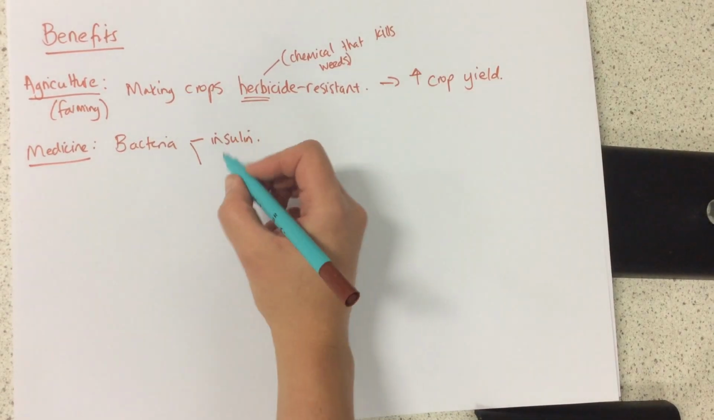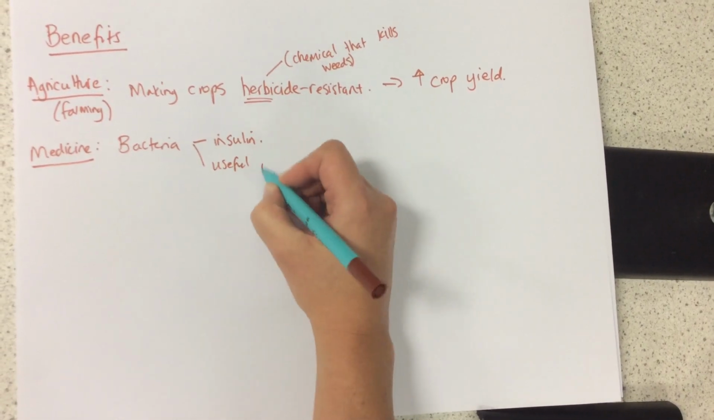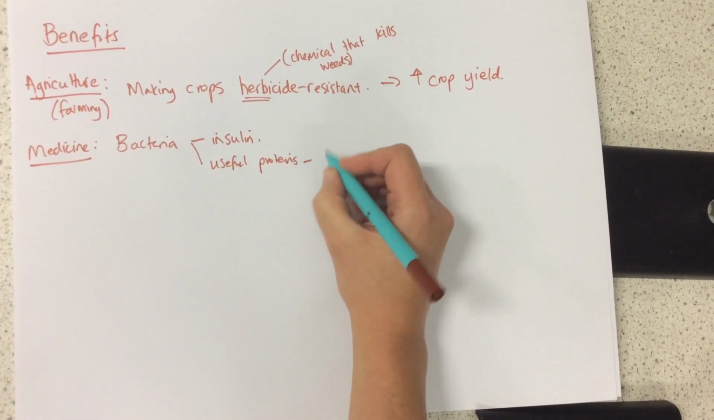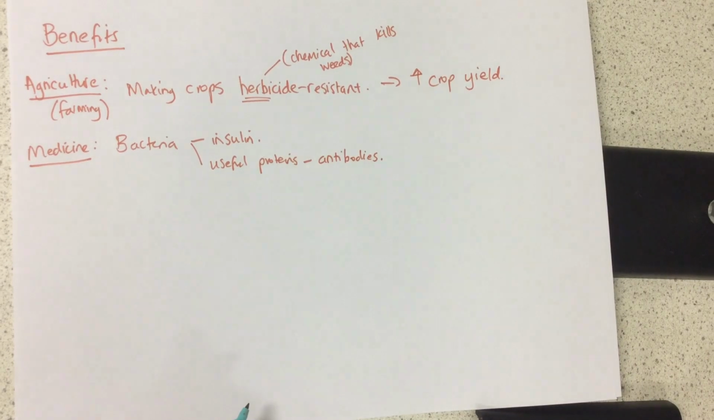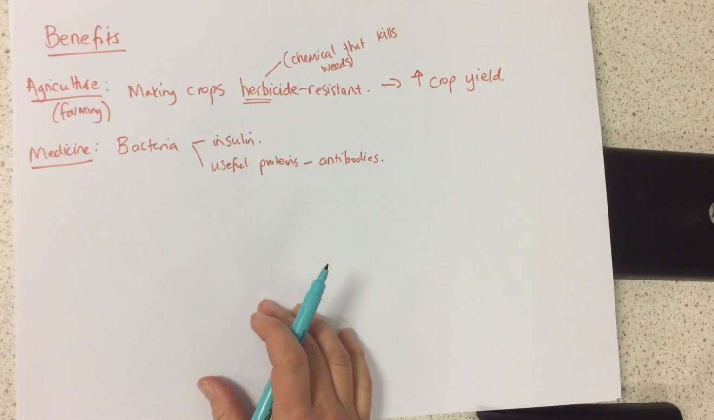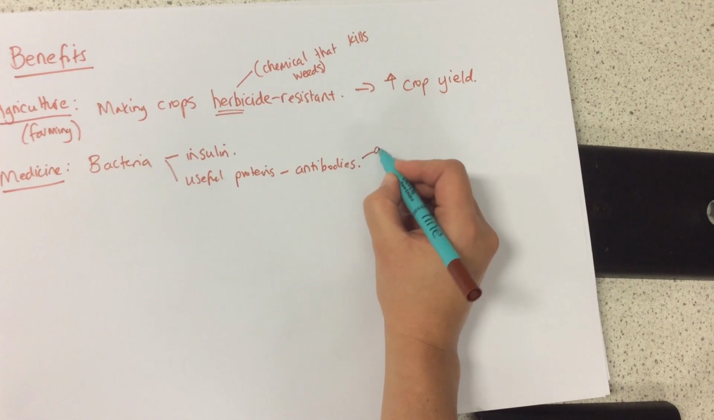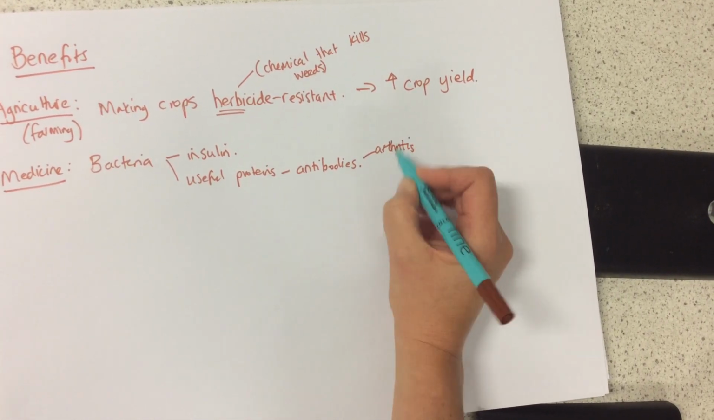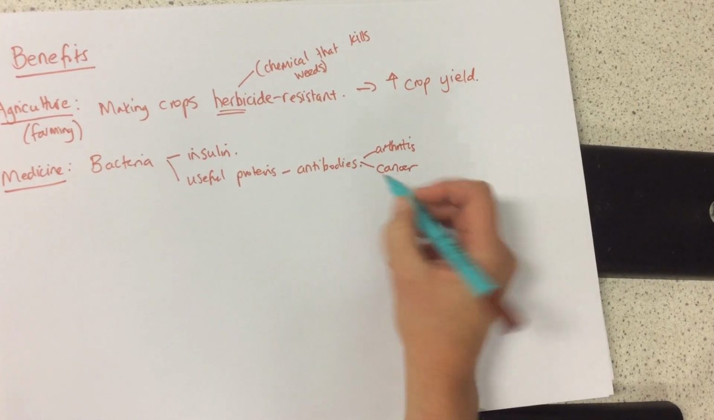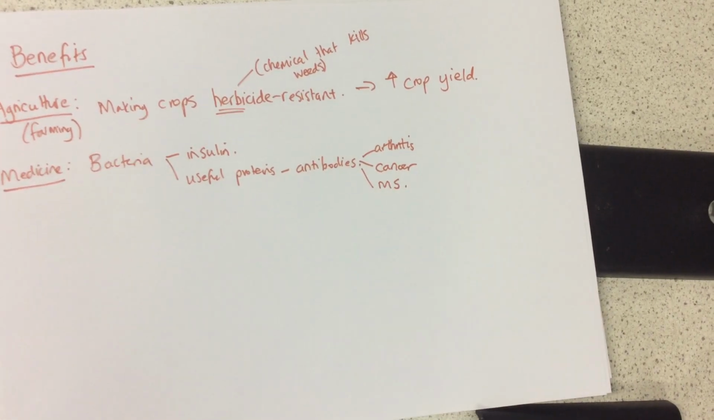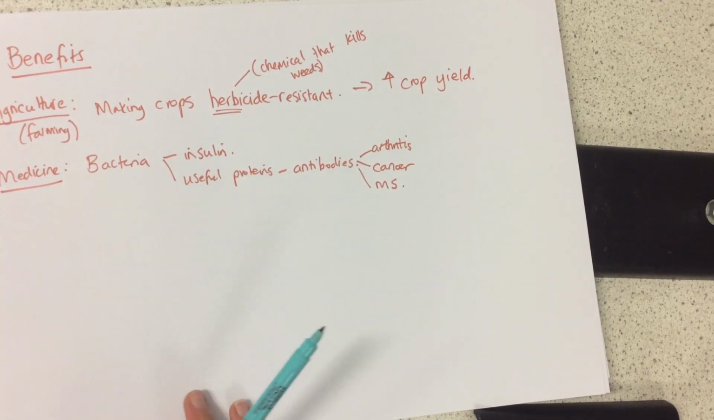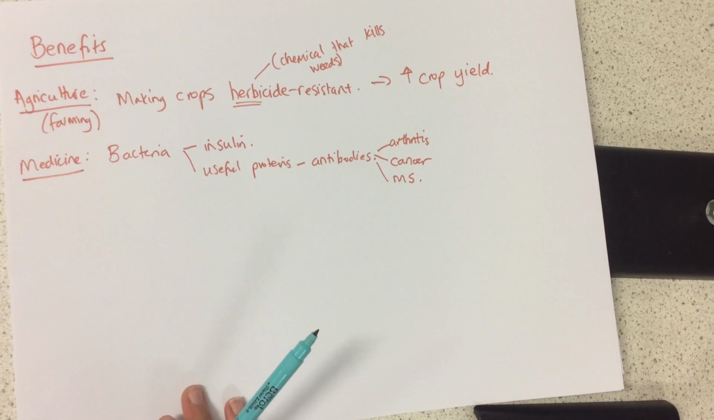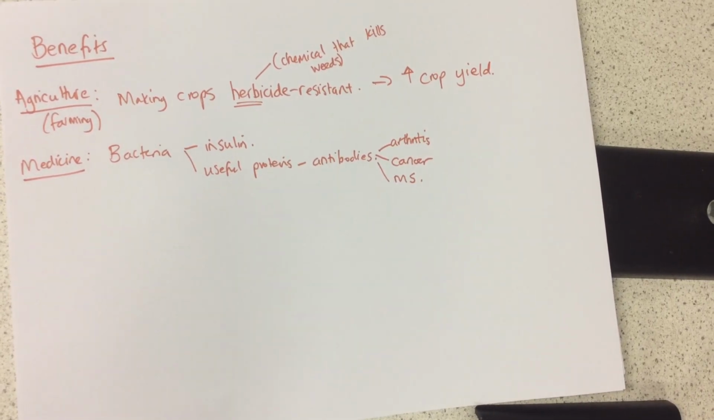Other useful proteins can also be made, not just insulin, for example antibodies. They can use those antibodies in diseases such as arthritis, cancer, or even multiple sclerosis, so I'll just put that as MS. And sometime in the future, scientists even believe that they can use the benefit of genetic engineering in organ transplantation, but we're not quite there yet.